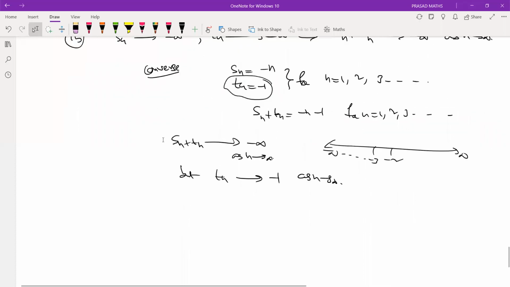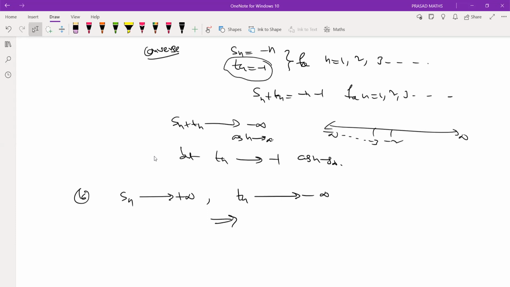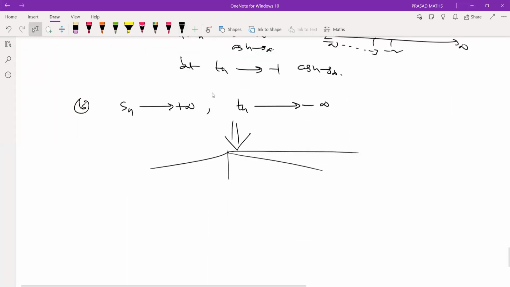Next is the 16th. Sn diverges to plus infinity and Tn diverges to minus infinity. The problem comes here, so we can have many possibilities. First, Sn plus Tn may converge.